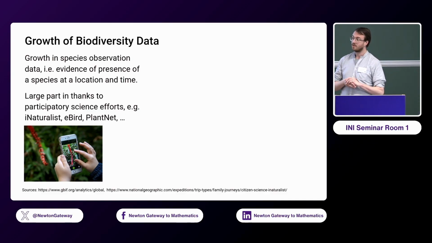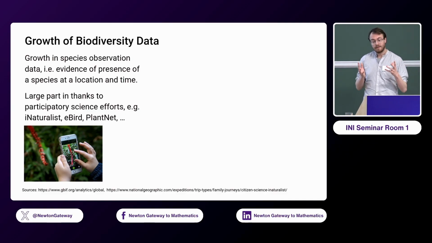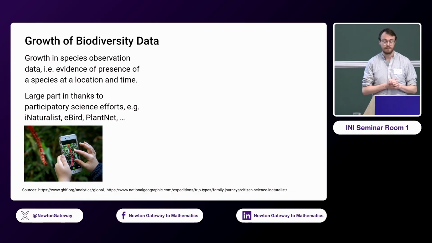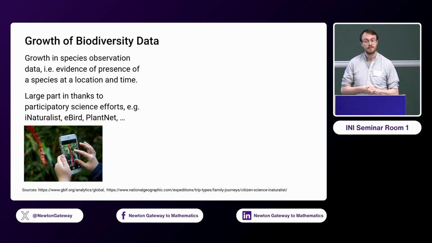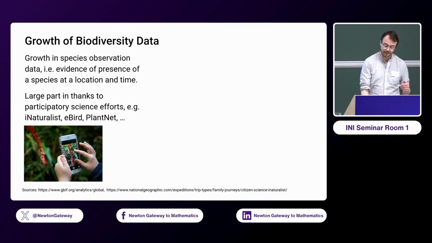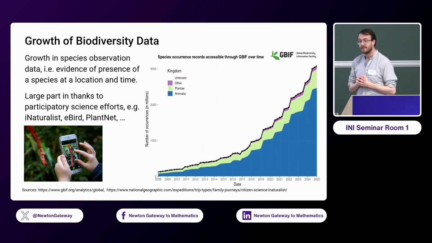A really cool part of this is that one of the major sources is regular members of the public who are engaged in going out and monitoring different forms of life and sharing this information online. We have a bunch of participatory science platforms like iNaturalist, eBird, PlantNet, and so on, where people share this type of data.